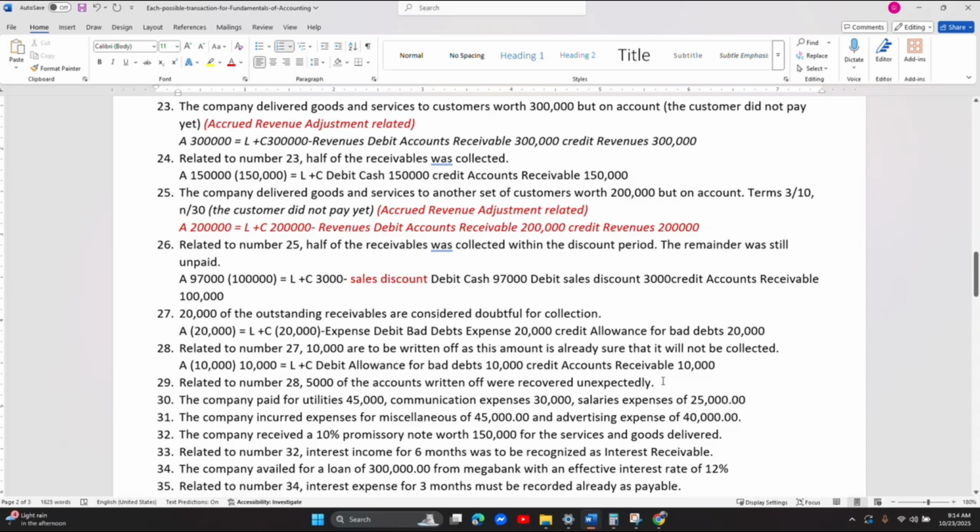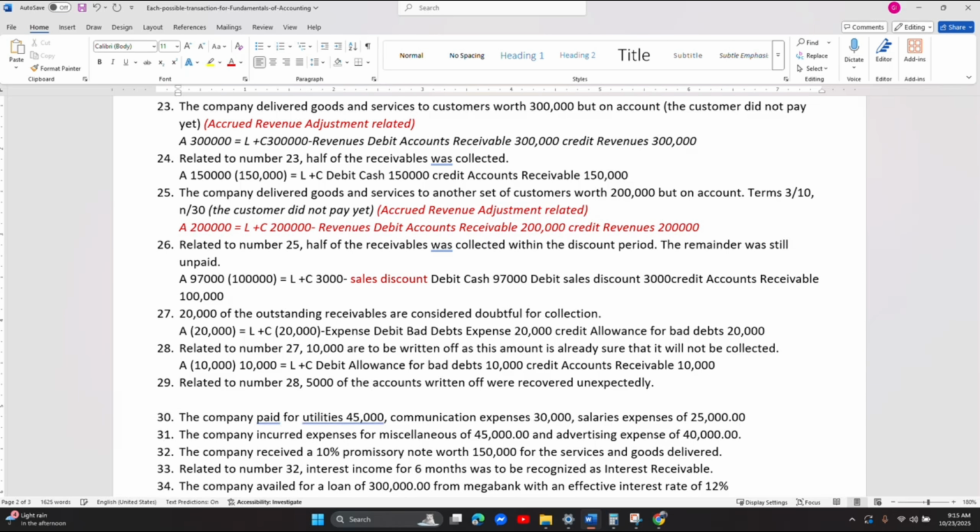Related to number 28, that's correct. 5,000 of the accounts written off were recovered unexpectedly. So on number 28, we are very sure already that the 10,000 will not be collected anymore. But on number 29, it has been disproved. 5,000 of the accounts written off were recovered unexpectedly. So what will be the entry for that one?